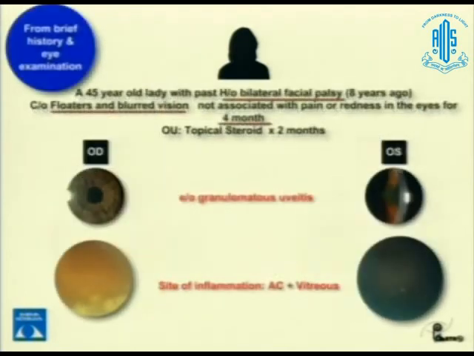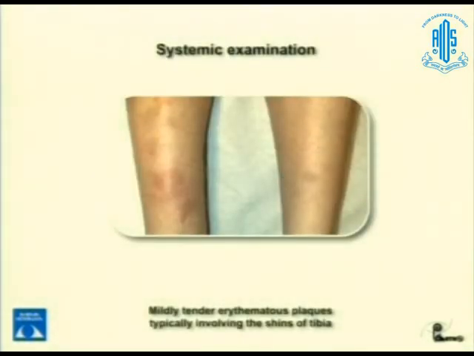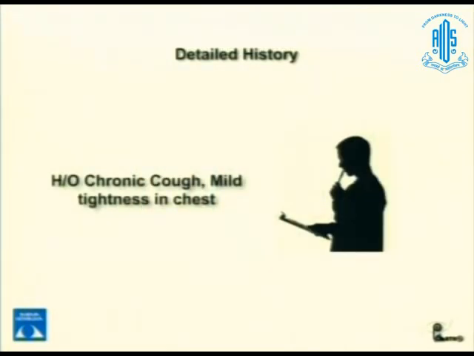From this history, I have underlined those points. There is a history of bilateral palsy for 8 years. The patient is complaining of floaters and blurred vision. And the duration of this uveitis is 4 months. So it's a case of granulomatous uveitis. And the site of inflammation is primarily in the anterior chamber and vitreous. On systemic examination, you have found mild tender erythematous plaques, typically involving the shins over the tibia. These are erythema nodosum. On detailed history, she gave you the history of chronic cough and mild tightness in the chest.